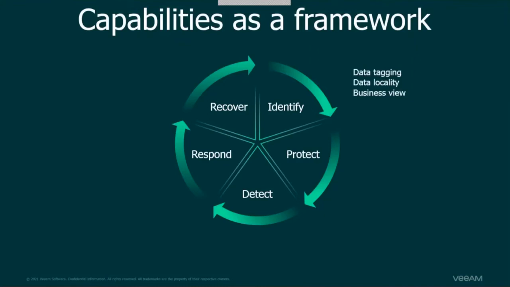So the first part about identifying your data, which is really important, is going through what we call data tagging, data locality, and mapping it into the different departments that you have from a business view standpoint. So identifying your data, knowing the criticality of data, or what we call data profiling, is really important at the start, at the beginning of this cycle of capabilities as a framework. And then it goes into our ever famous, right, the ultimate backup rules. I'm going to talk about more details in depth too.